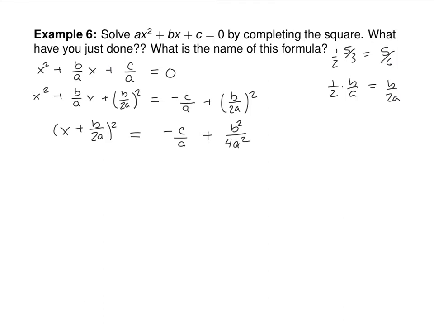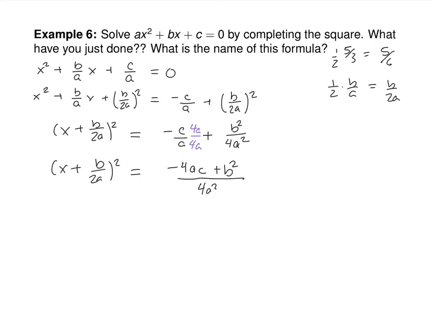So now how about before I square root, I get a common denominator? Does that make sense? So what would you multiply the c over a by? 4a. Okay, so that gives us x plus b over 2a, the whole thing squared, equals negative 4ac plus b squared all over 4a squared, right? Does that make sense so far?